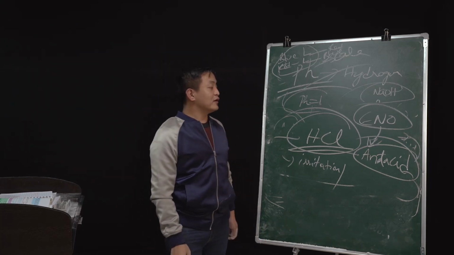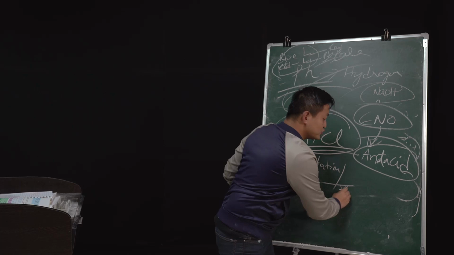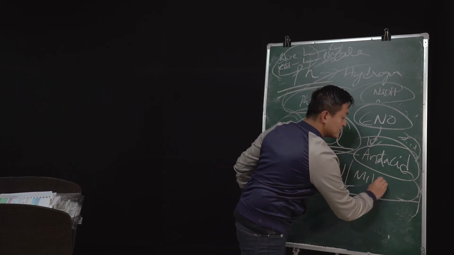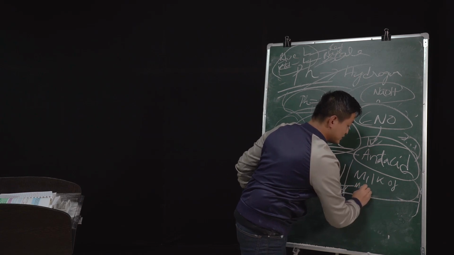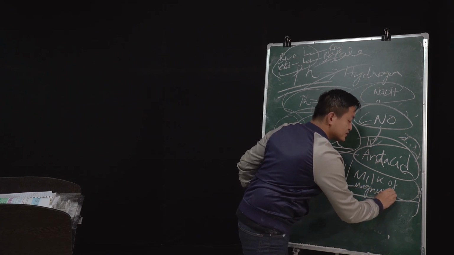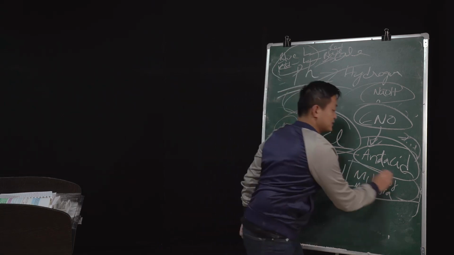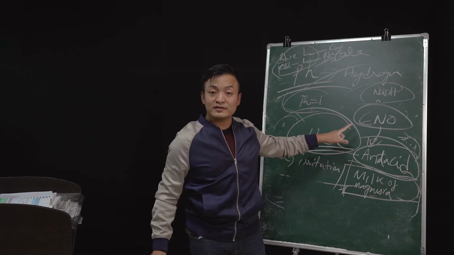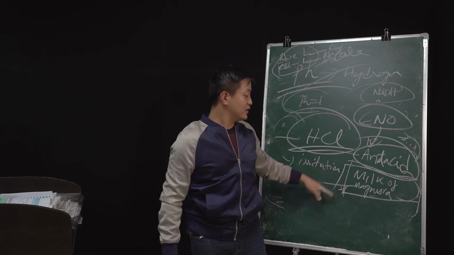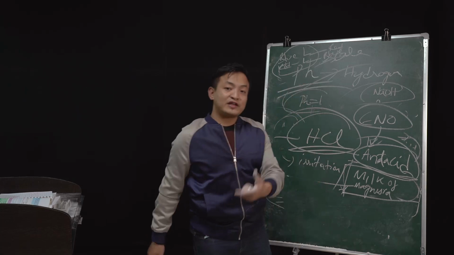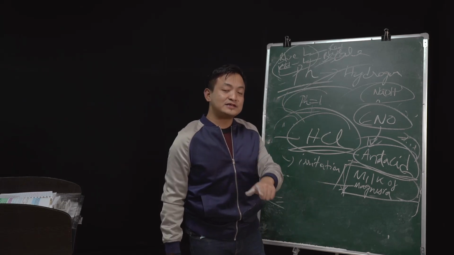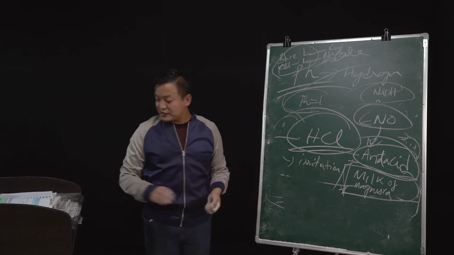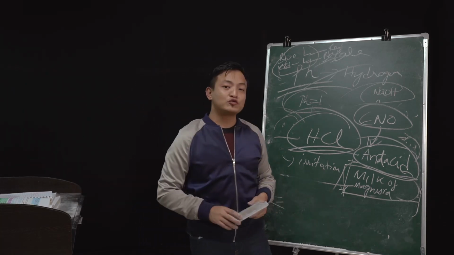Clear? Now, the other thing we also use, a mild base, is milk of magnesia, okay? Milk of magnesia. So see, Eno and antacid are the same thing, clear? Milk of magnesia is what we are advised to take to neutralize the excess acidity inside the stomach. Clear?